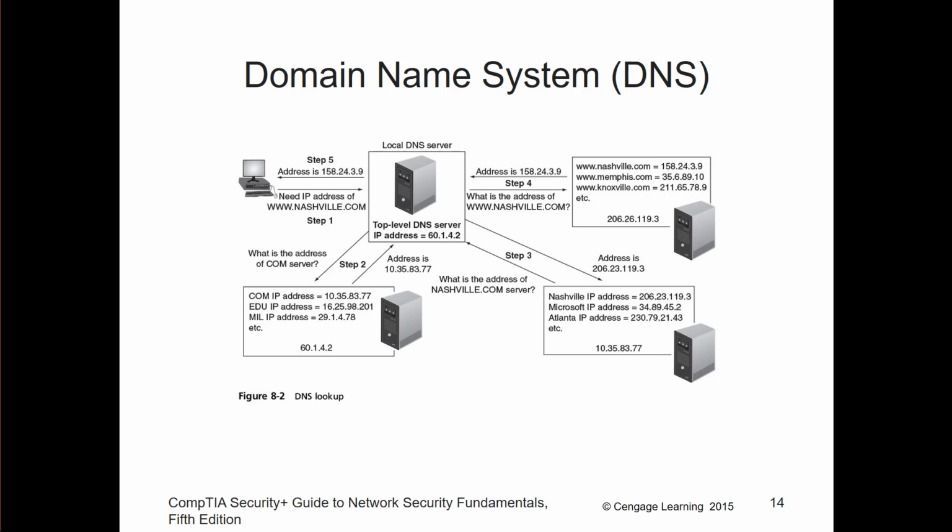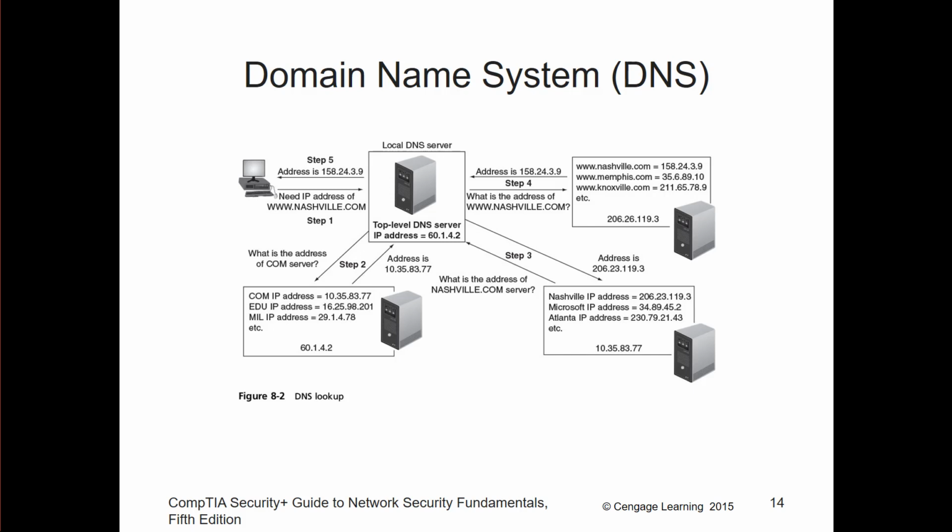Here is a 5-step process, and now it actually does the translation. You're looking for local DNS. Step 1, Nashville.com. It goes to the top level DNS server. In this case, it might be a local DNS server. If it doesn't know where that is, it goes to the top level root server. From there, it looks at the .com, .edu, .mil, and so forth.